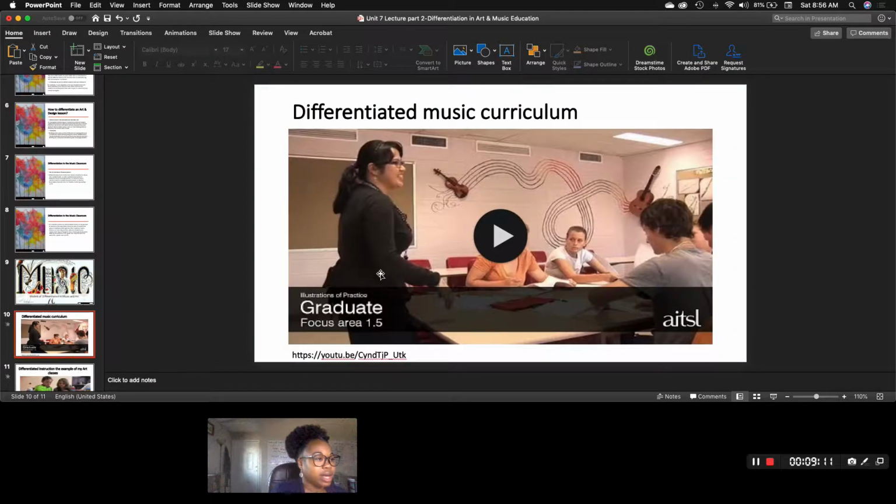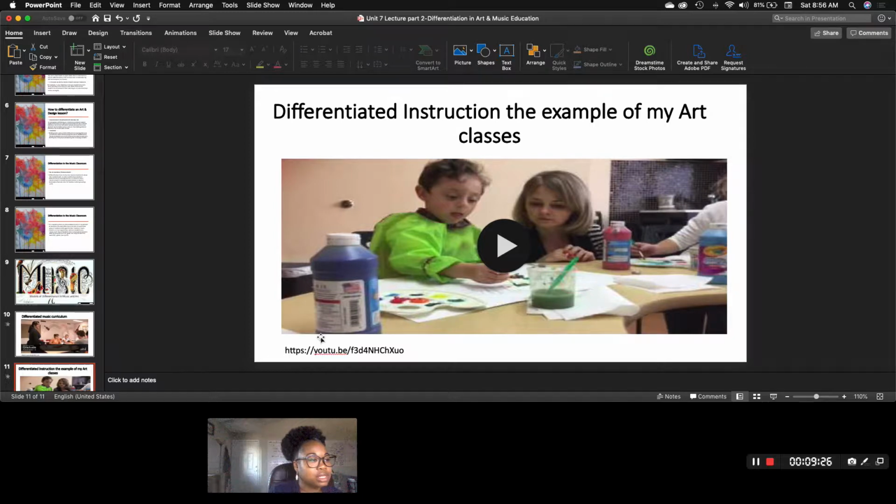Next are the models. I had a hard time finding some models of differentiated instruction, but this one is a differentiated music curriculum. She goes into some specifics about how she differentiates music curriculum overall, and this is a high school setting. And this one is an example of differentiated instruction in a specific art teacher's classroom. So take what you can from them. There was not a lot out there, but I think people just don't realize they're differentiating in these subject areas, so they're not trying to capture it as something useful and a guide for other people. So there's not a lot out there.